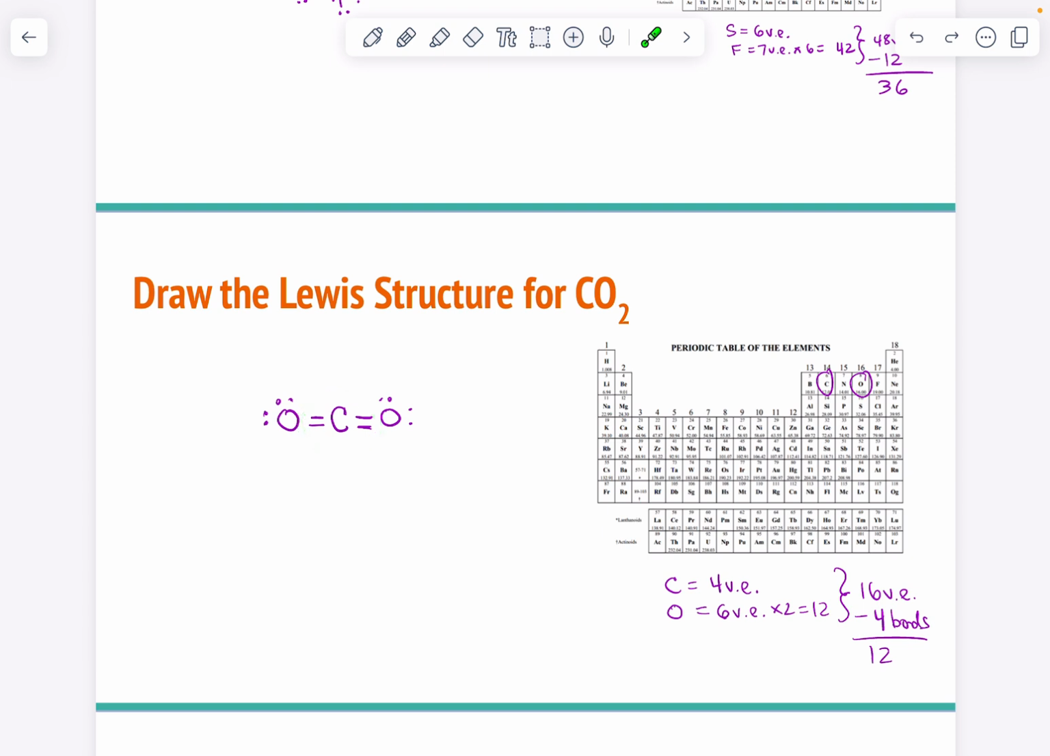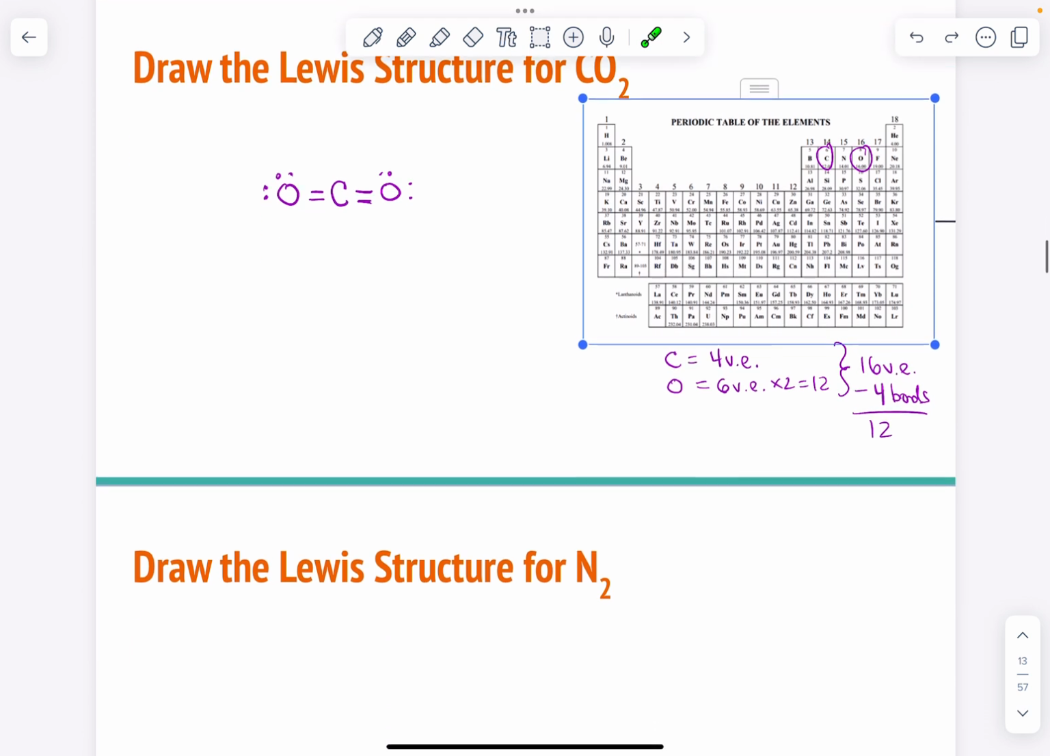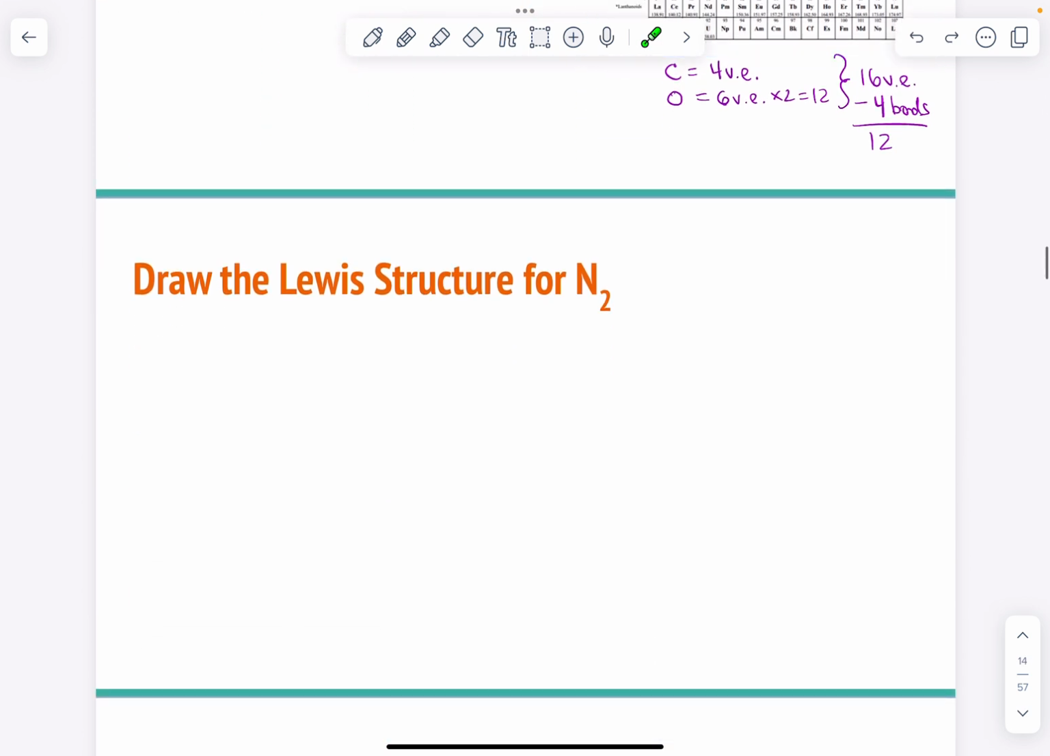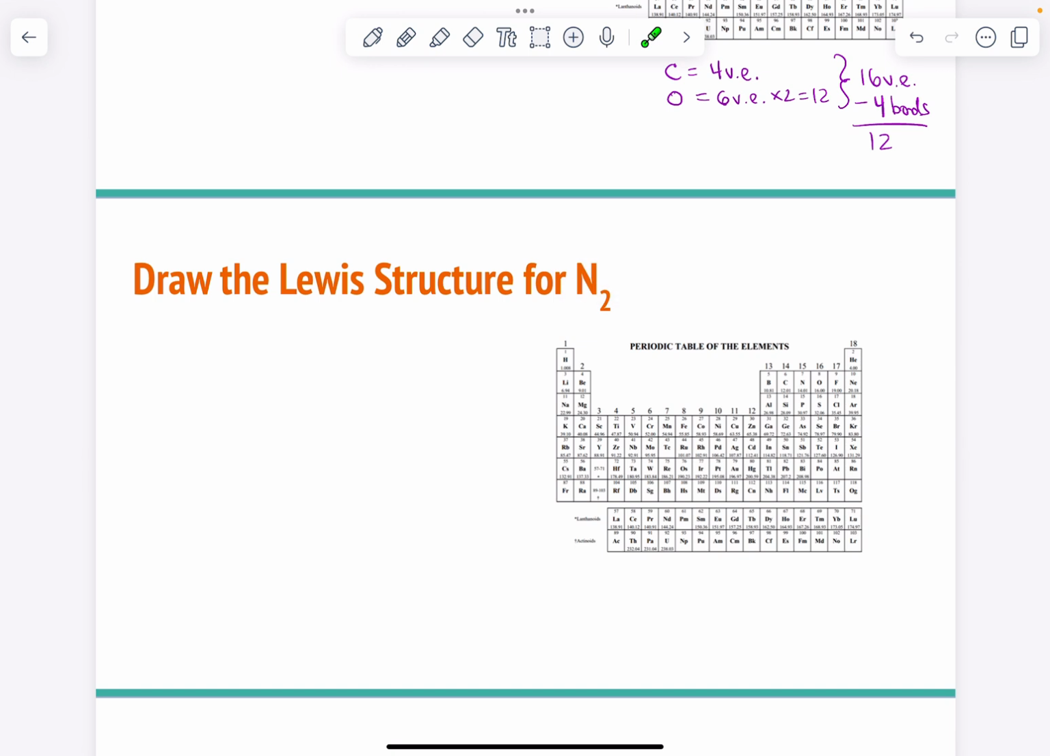The last thing I'm going to do is double check that I've used the right number of electrons: 2, 4, 6, 8, 10, 12, 14, and 16. So that is the Lewis structure for carbon dioxide. All right, last one then. Let's take a look at N2.